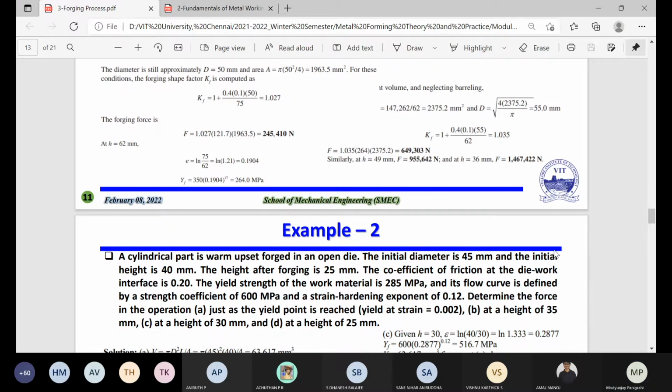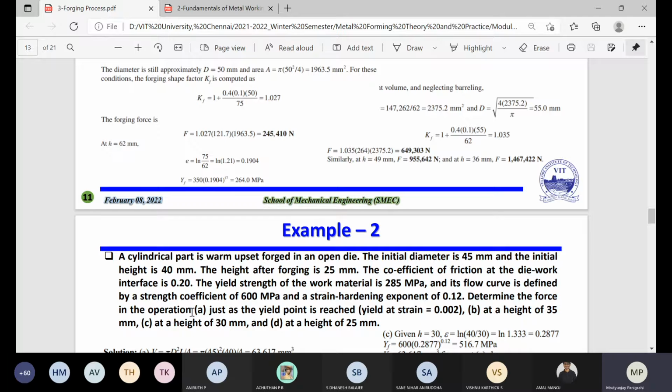A cylindrical part is warm upset forged in an open die. The initial diameter is 45 mm and the initial height is 40 mm. The height after forging is 25 mm. The coefficient of friction at the die-work interface is 0.2. The yield strength of the work material is 285 megapascal and its flow curve is defined by a strength coefficient of 600 megapascal and strain hardening exponent of 0.12.